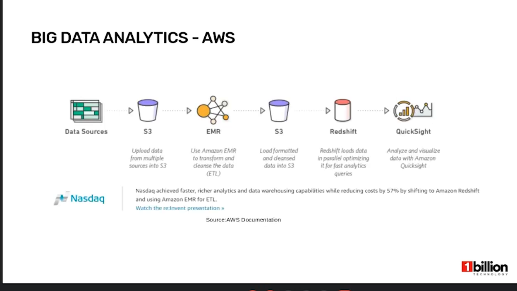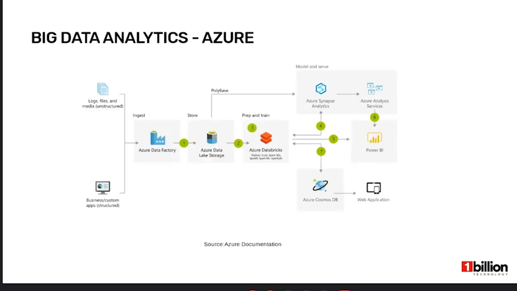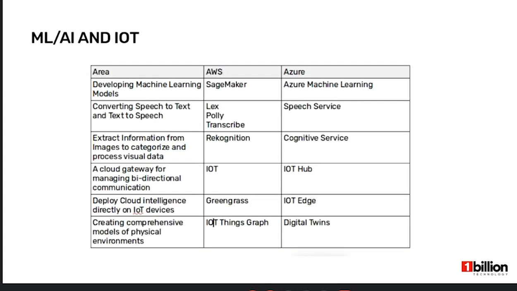These are the diagrams, very similar. For example, this is the AWS big data analytics data lake architecture. You put data into S3, go to EMR for processing, back to S3, then come to Redshift for data warehousing and come back with QuickSight. And here, the same thing. Same process: go through Data Factory for ETL, then put it to storage, come back for processing, and funnel through Synapse Analytics for data warehousing.